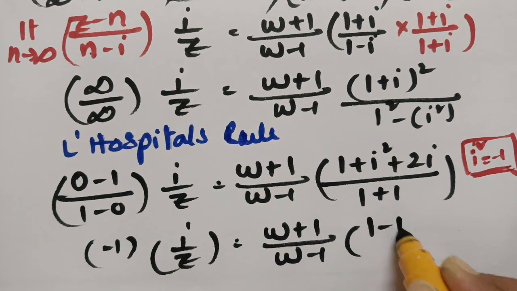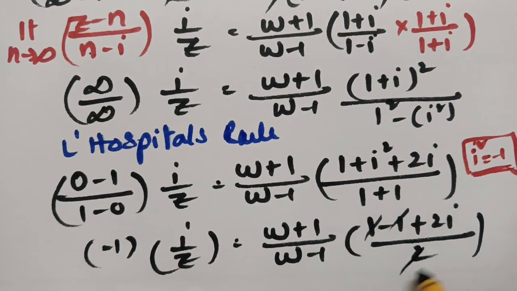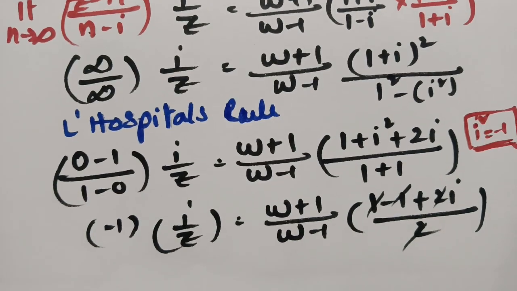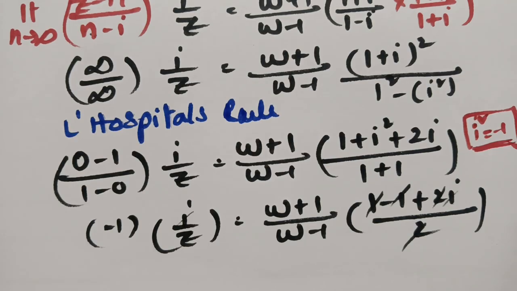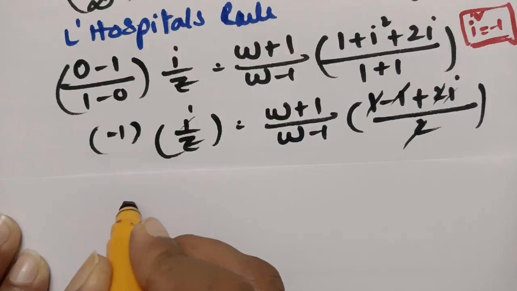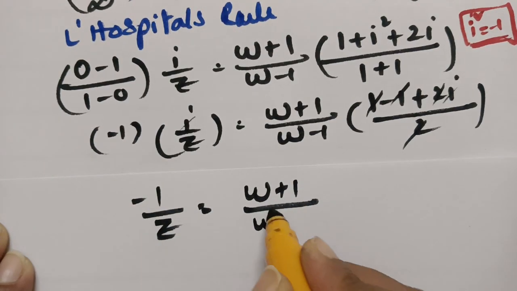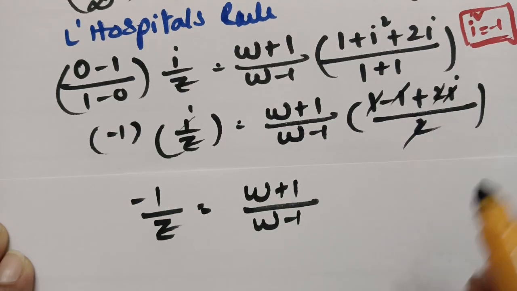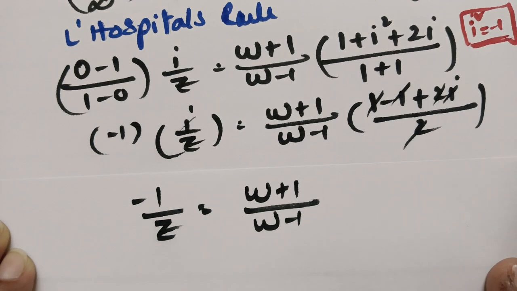So this will be 1 minus 1 plus 2i by 2. If I cancel these two, and the 2 also, I can cancel this plus i and minus i. So what remains here? Definitely, this will be minus 1 by z is equal to w plus 1 by w minus 1. i also got cancelled, so this is what is left over, w plus 1 by w minus 1. And now I need the value of w.